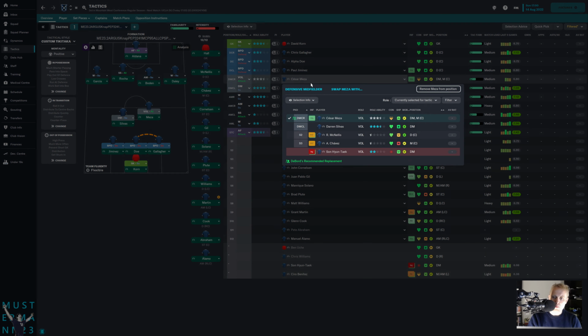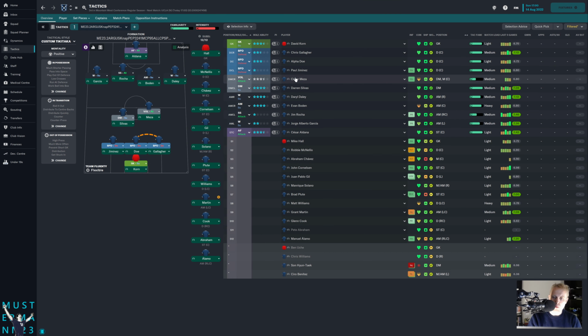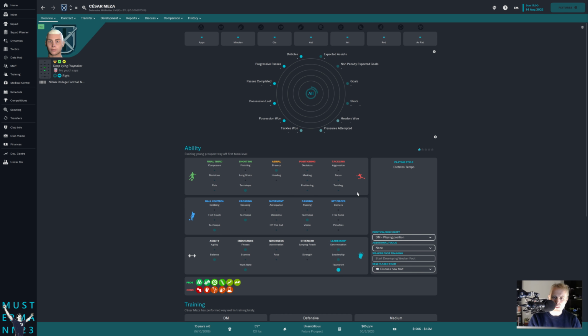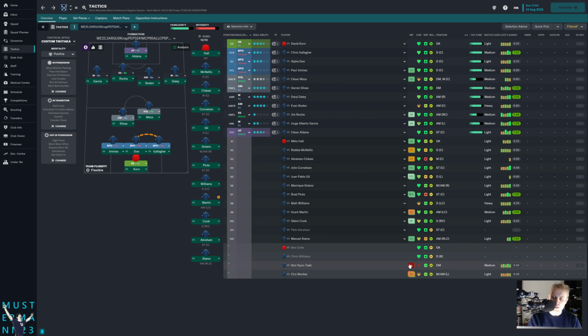We got this guy, Cesar Meza, playing in this role, who is coming into it tired. He's on a youth contract. I mean, how old is he? 15 years old, right? And it's because we have to have somebody playing that role because I think this guy, Sun Hyun Tech, is injured. And I think we got another guy here injured as well. So anyway, those are the sort of decisions we have to make.